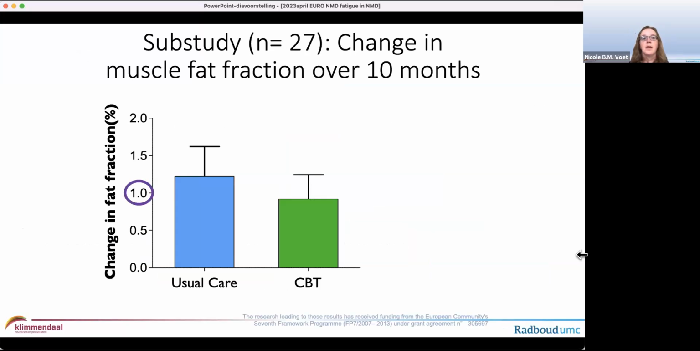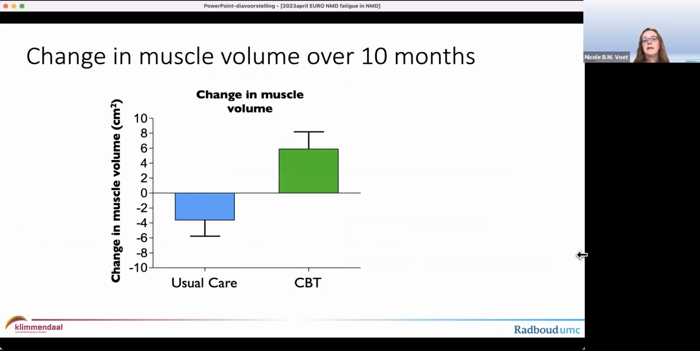But when we take a look at the change in muscle volume, we did see a change. In the usual care group, there was a decrease in muscle volume, and in the CBT group, an increase in muscle volume. So also a deceleration of the disease progression, because the fat fraction also changed because of a change in muscle volume. But also interesting that there is a difference in FSHD and DM1. In FSHD, an effect on the fatty infiltration, and in DM1 on the muscle volume.